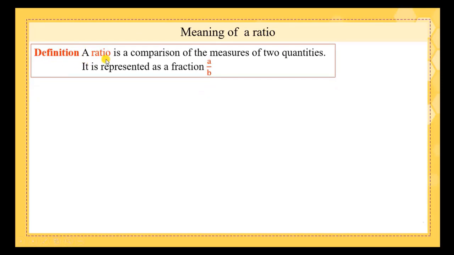First, what is the meaning of a ratio? By definition, a ratio is a comparison of the measures of two quantities. It's represented in the form of a fraction A over B.